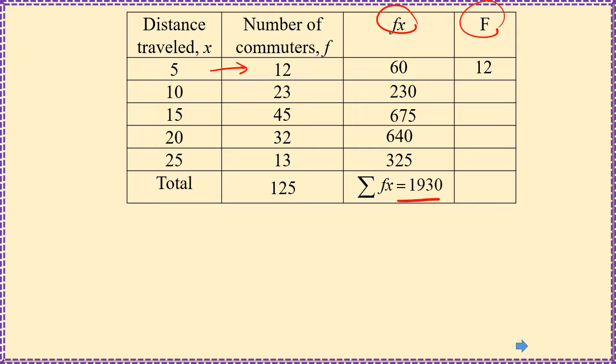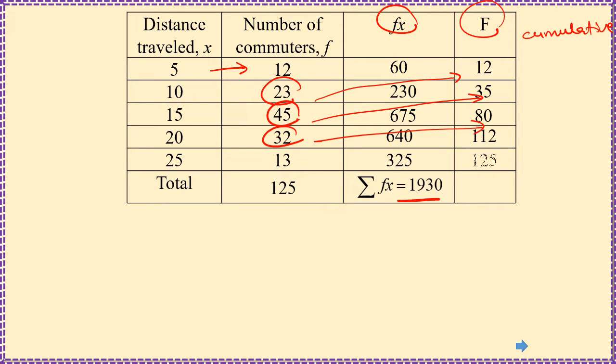And capital F is the cumulative. So we just have to total up 12. And then for the next one, we total up 23 with the previous cumulative. We get 35. And then 45 add up with 35, we get 80. And then 32 added to 80 is 112. And then lastly, 13 makes 125. So we have 125 kilometers.